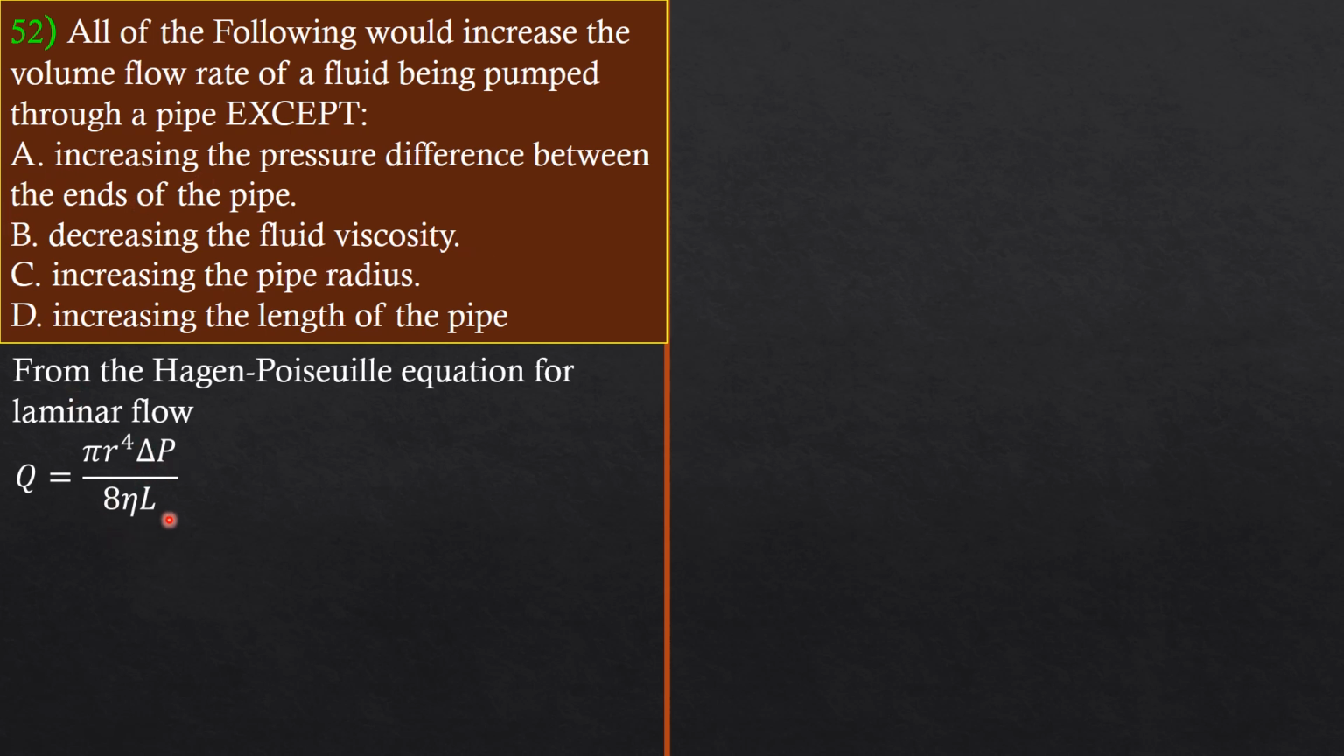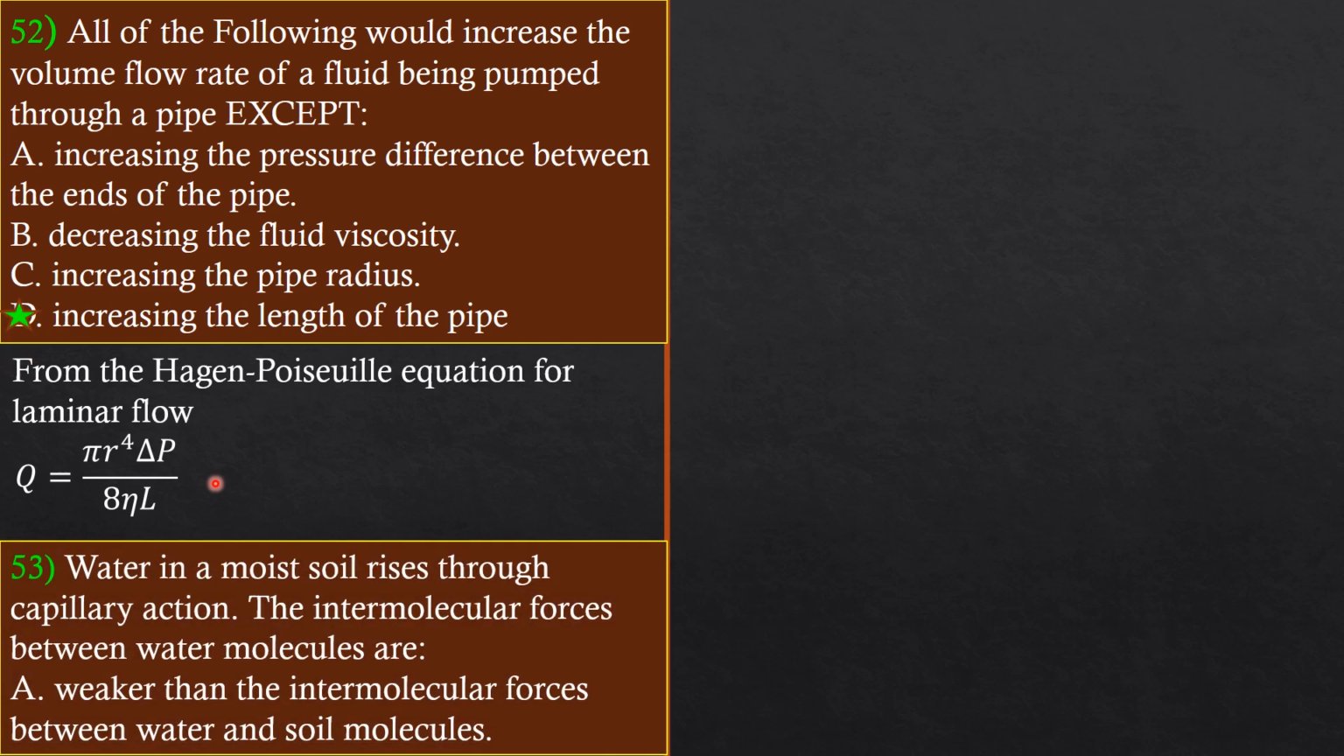If we decrease the fluid viscosity, guys, then Q is rather going to increase since they are inversely related. Now, guys, option C is saying that increasing the pipe radius. If we increase the pipe radius, guys, Q is going to increase. Now, if we increase the length of the pipe, guys, notice that Q and L are inversely related. It is rather going to decrease. So option D, guys, is the best option for this question.